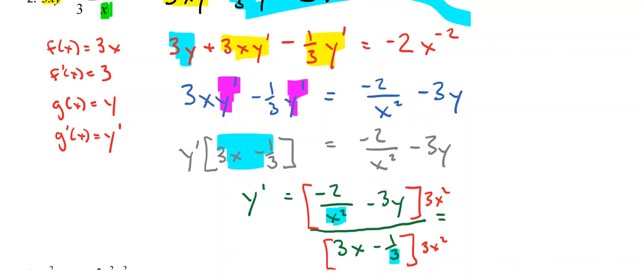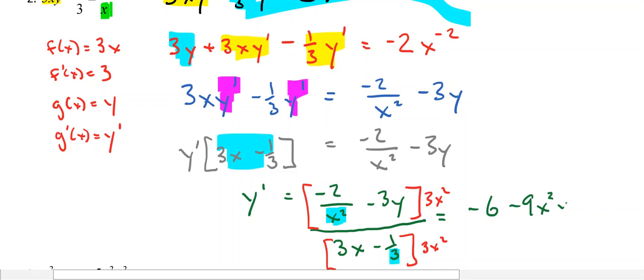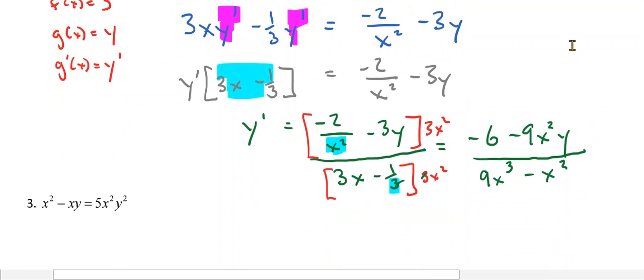And what we're going to have when we multiply 3x squared by this first term, the x squareds cancel. I'm left with simply minus 6. And in the second term, I'm going to end up with a minus 9x squared y. In the denominator, 3x squared times 3x is 9x cubed. And then 1/3 times 3x squared, the 3's cancel. So I'm left with minus x squared. And that would be my derivative right here. Simplified.